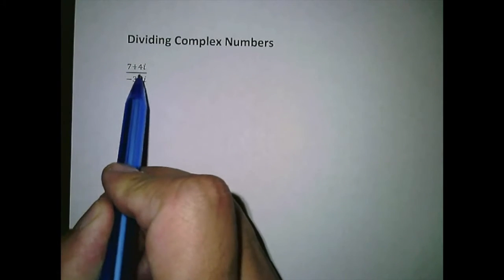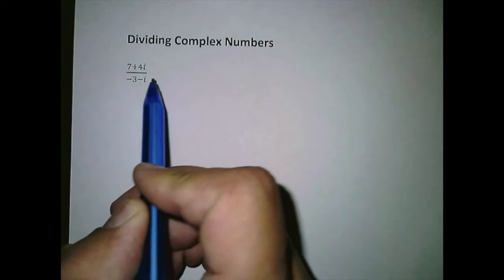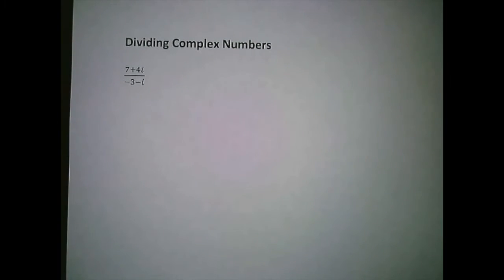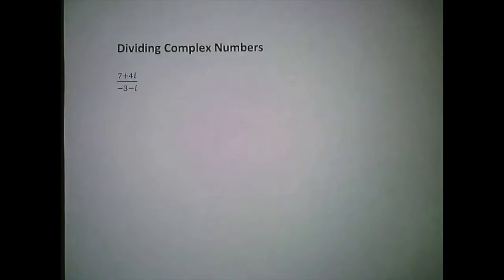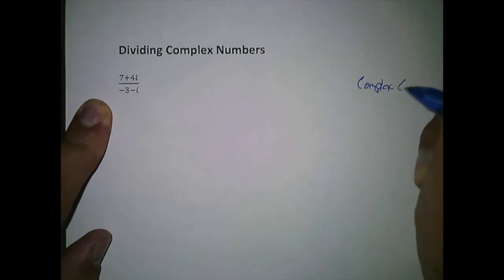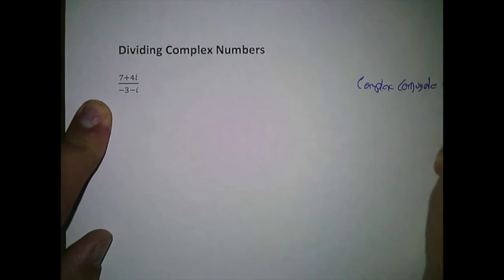We have 7 plus 4i divided by negative 3 minus i. The idea is we don't want imaginary numbers, or therefore complex numbers, to show up in the denominator. AKA, we don't want i's to show up in the bottom. So the goal is we need to move things around and multiply by things in order to make sure all the i's go away in the denominator, the bottom. So what we're going to use is something called complex conjugates.